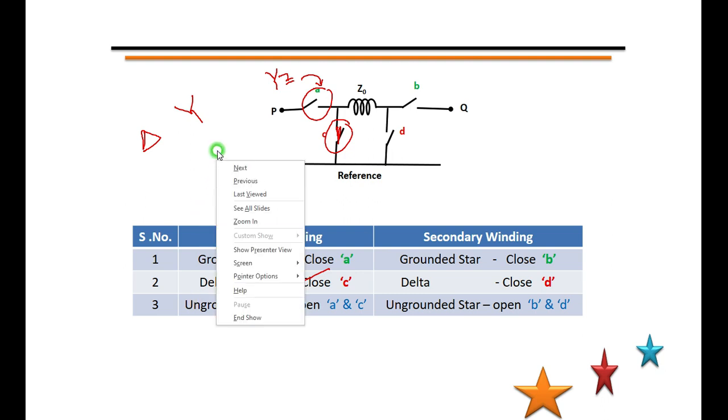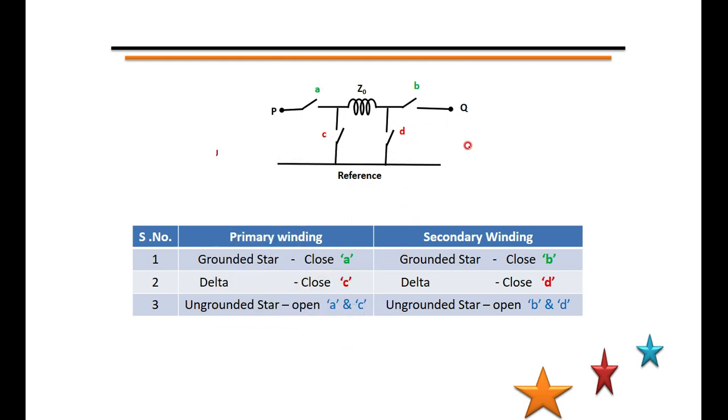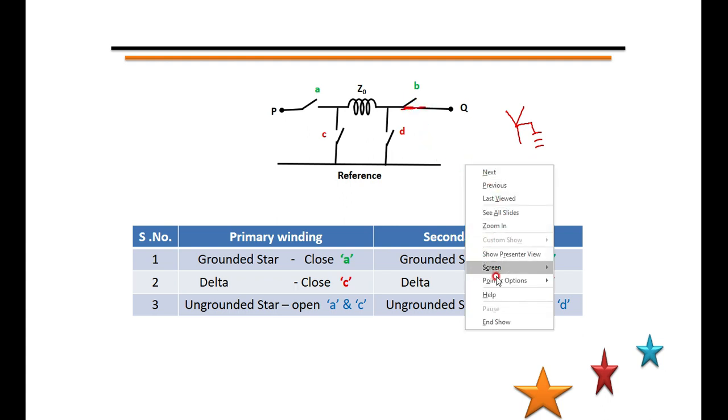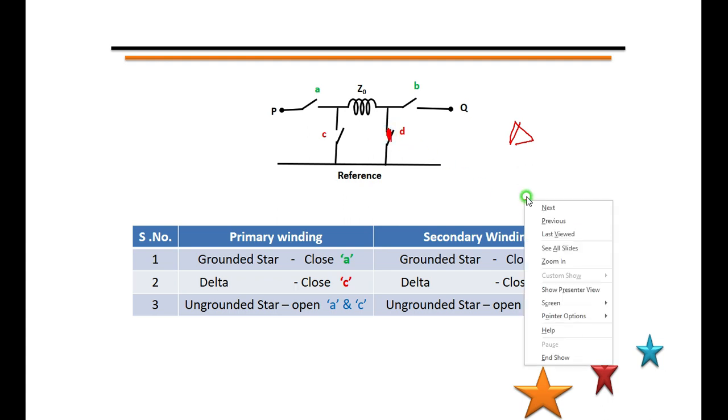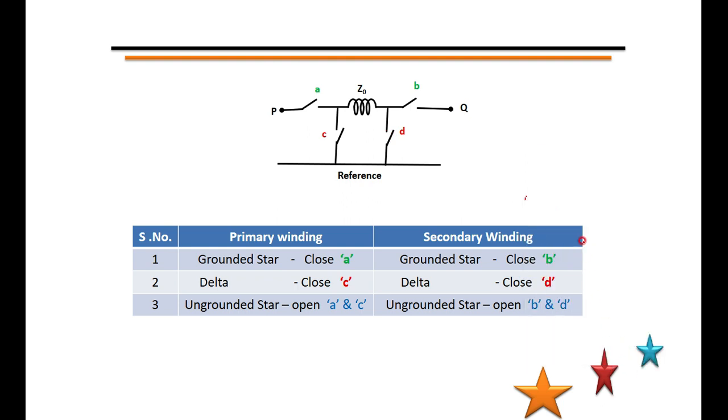The same statements hold good on the secondary side also. If the secondary side of the transformer is grounded, close the switch B. If it is delta connected, close D. If it is star connected ungrounded, you have to keep both open. Based on this statement, you have to look at how you can draw the sequence diagram for different configurations.